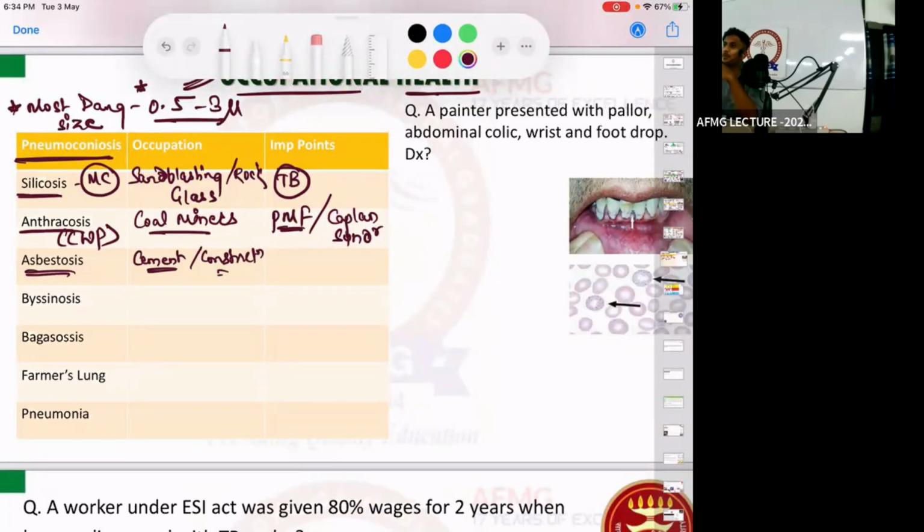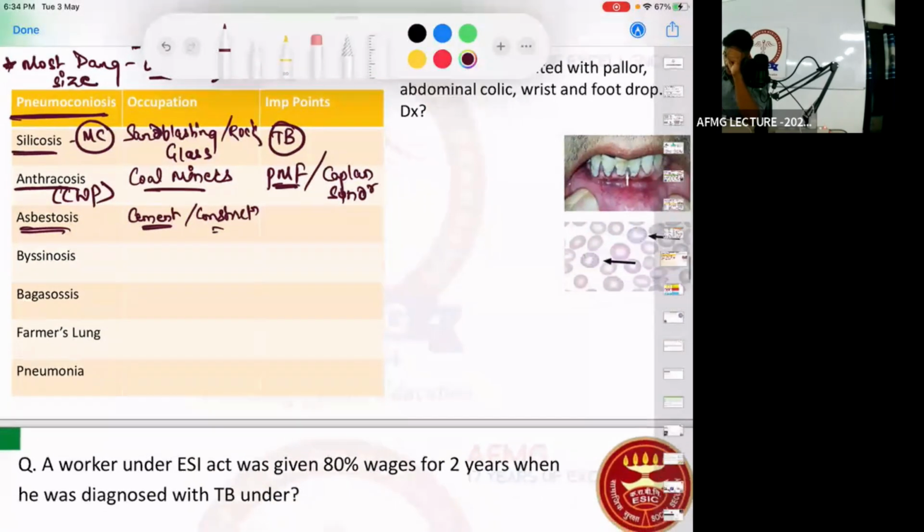Now, a recall question which came earlier: which is the most pathogenic fiber of asbestos? The straight fiber or the amphibole fiber? Amphibole fiber is also known as the straight fiber. That will go deep inside the lungs and cause damage. The most pathogenic is the straight fiber of asbestos. It is seen in cement or construction industry workers.